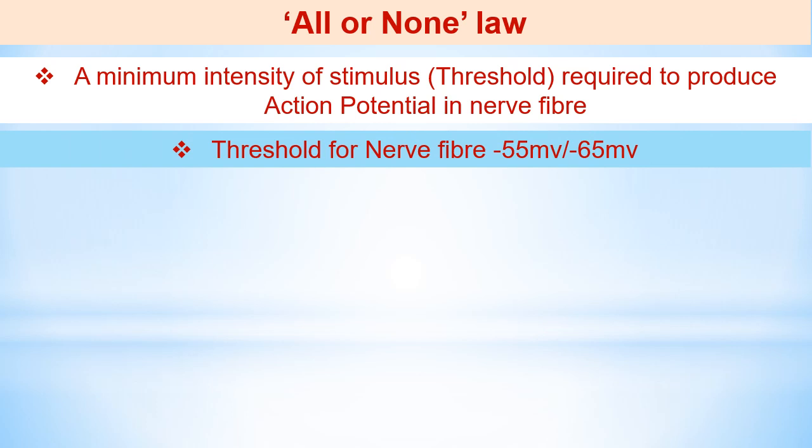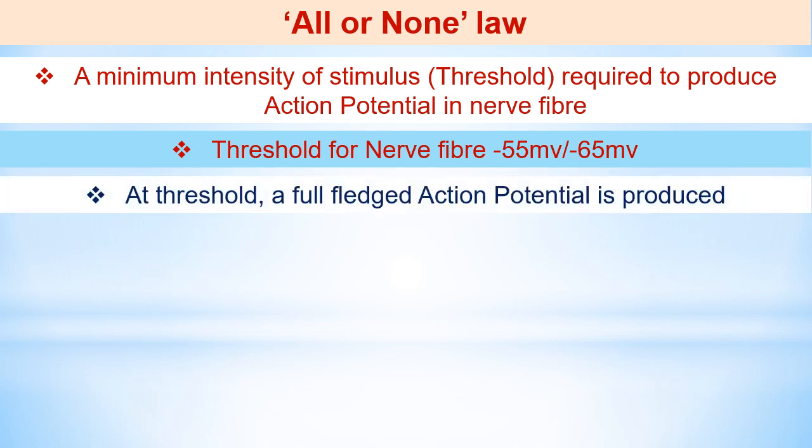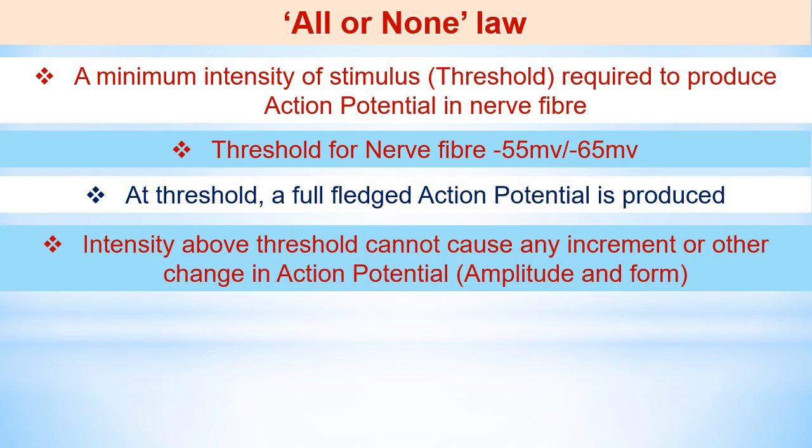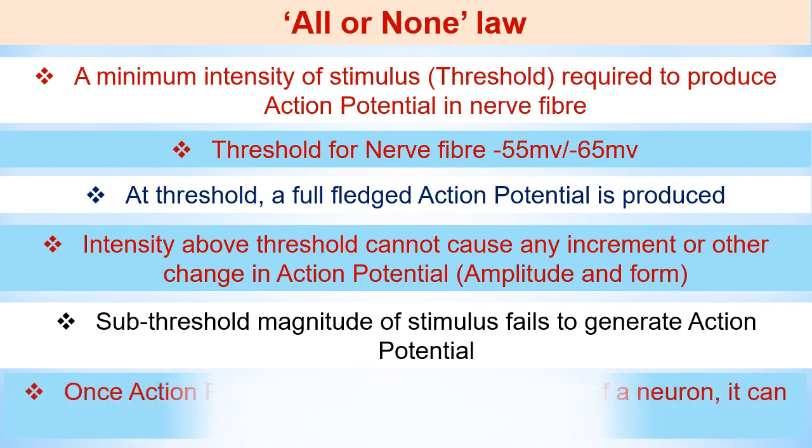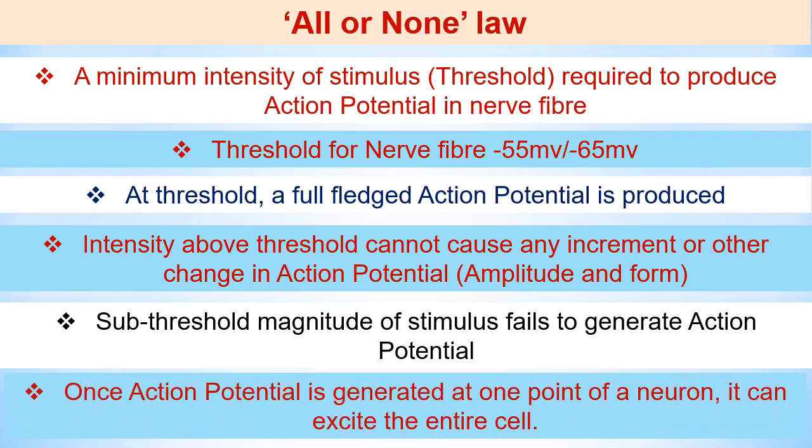This minimum intensity of stimulus is known as threshold, and for nerve fiber, it may be minus 55 millivolt or minus 65 millivolt. It simply means that if the threshold is achieved, then action potential will be generated. But if the threshold is not achieved, action potential is not generated. Moreover, if the intensity of stimulus is above the threshold of minus 65 or minus 55, that does not change the amplitude or form of the action potential. And a sub-threshold magnitude of stimulus fails to generate the action potential. Once the action potential is generated at any one point of a neuron, it can excite the entire cell.